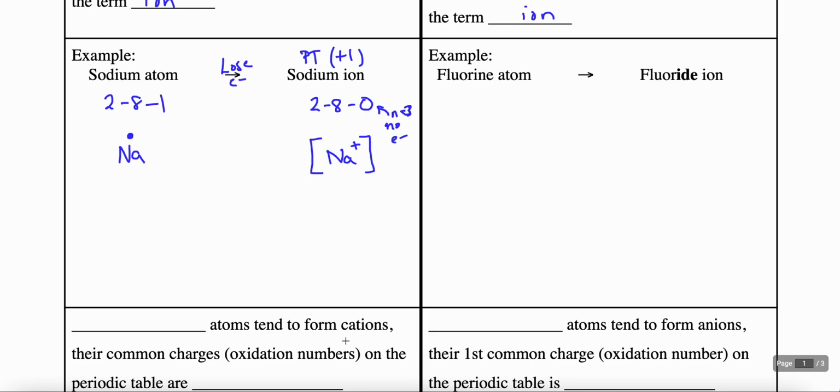Now, the type of atoms that tend to form cations, if you look at your periodic table, you'll notice that the ones who have positive oxidation numbers listed first, or only positive oxidation numbers, tend to be left of that stair step. So metal atoms tend to form cations. Their most common charges or oxidation numbers on the periodic table are positive.